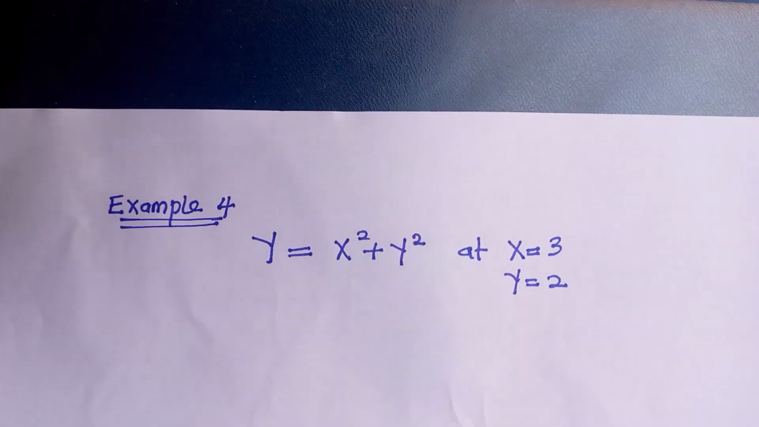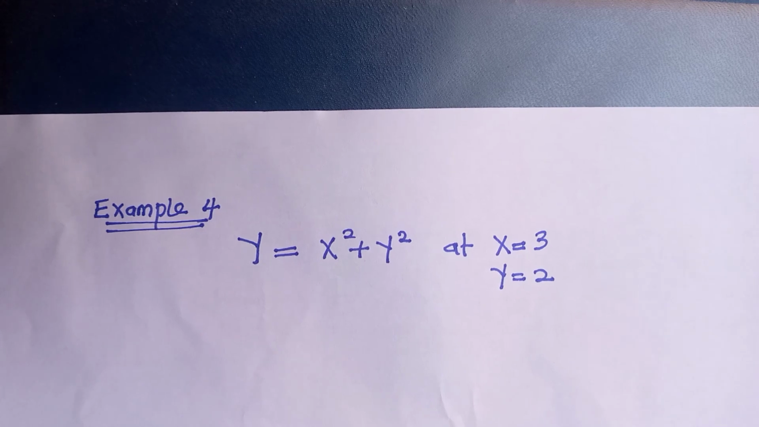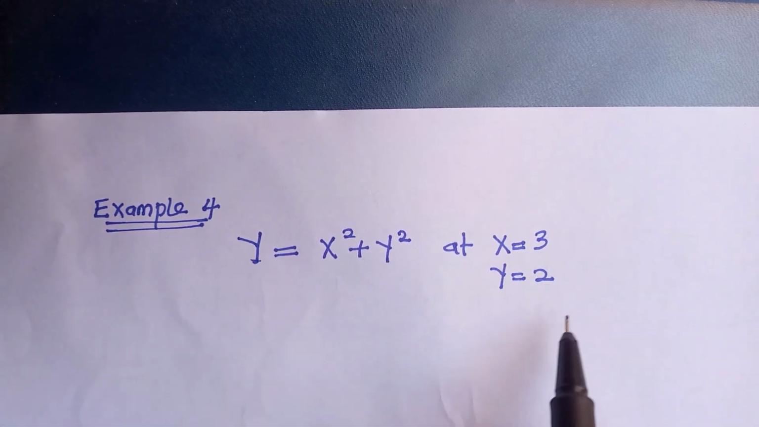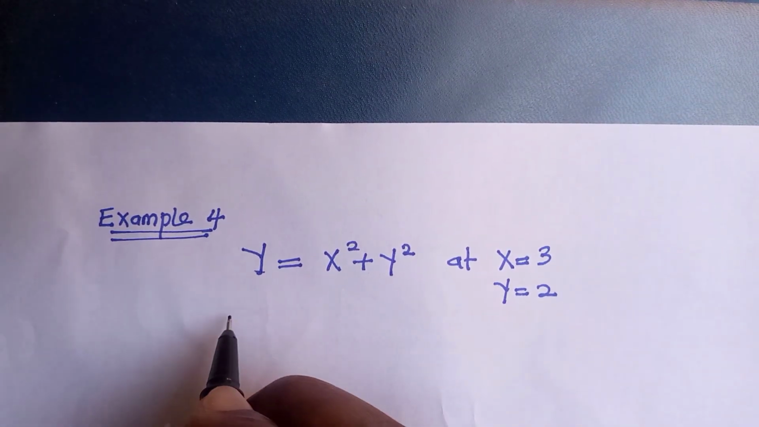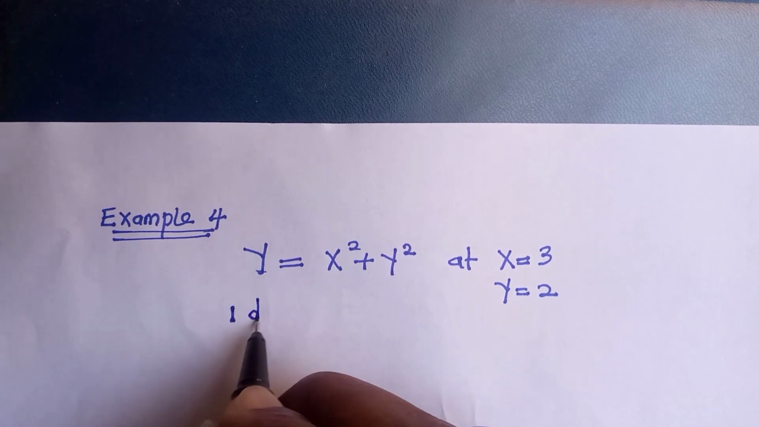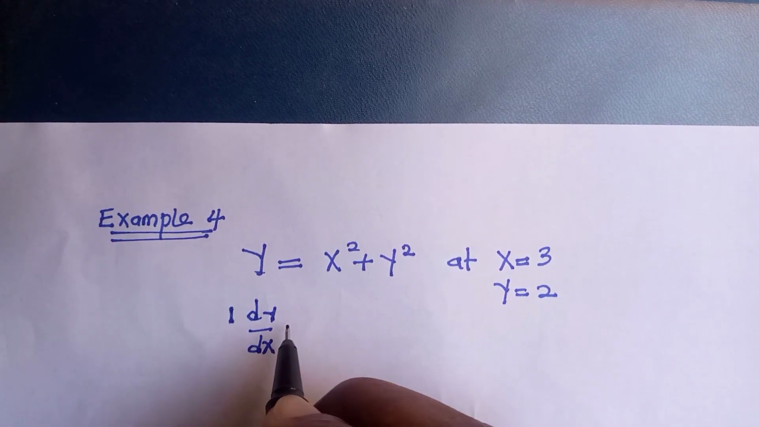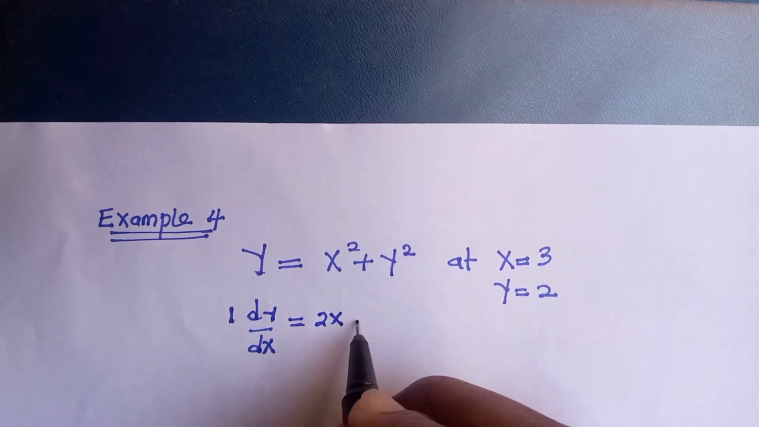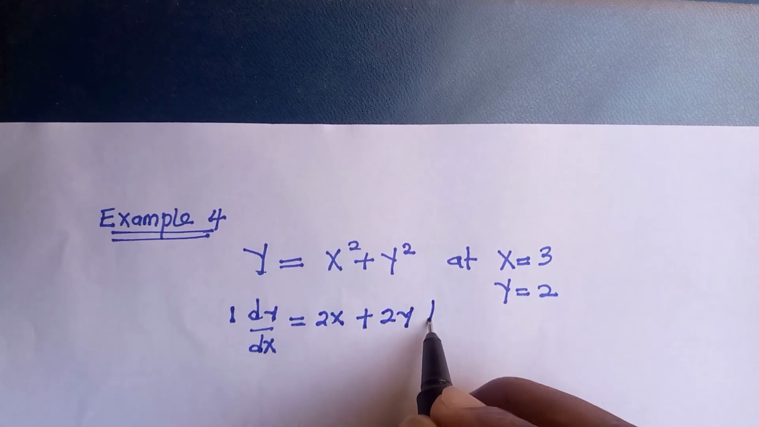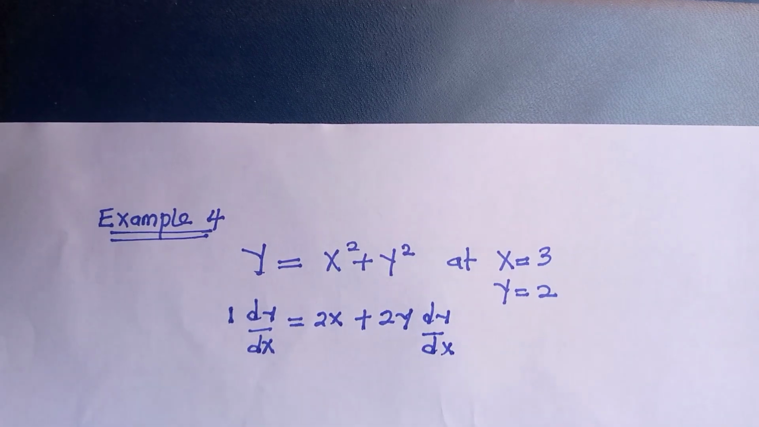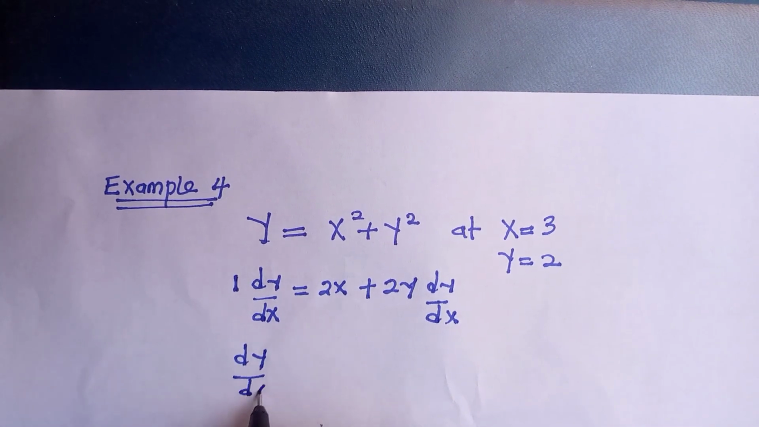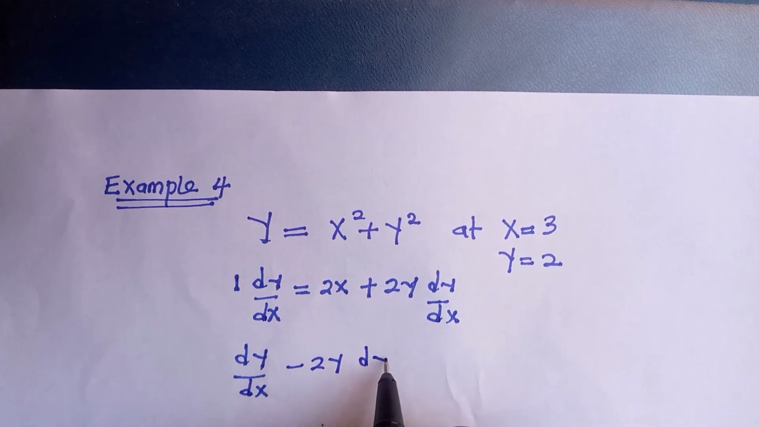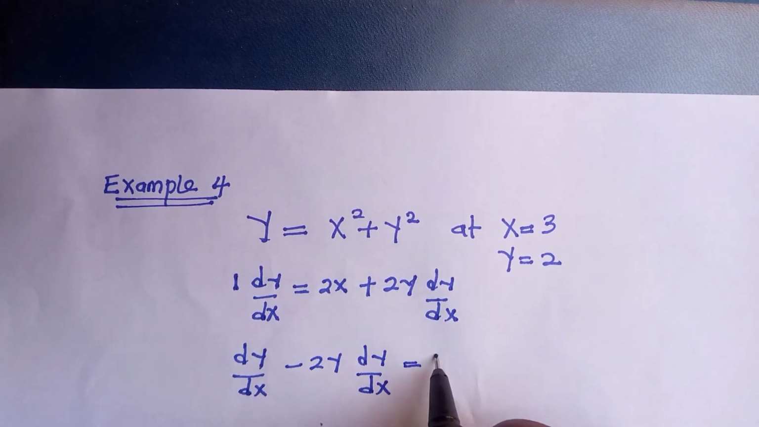Okay, let's see the fourth example. Here we are given the value of x and y, which, after we have gotten the final answer, we substitute. So we have y at this side, y at this side. We differentiate y, that is 1, but don't forget the dy/dx, equals differentiating x squared, that is 2x, and we have this one as 2y dy/dx. We do the collection of like terms by taking 2y dy/dx to this side. Then we have negative 2y dy/dx, equals 2x.